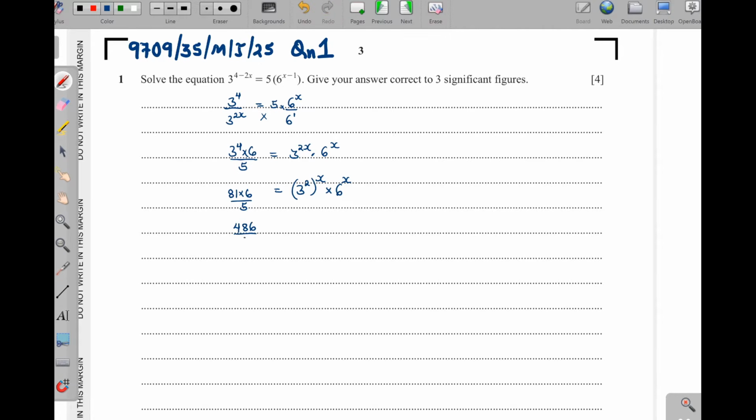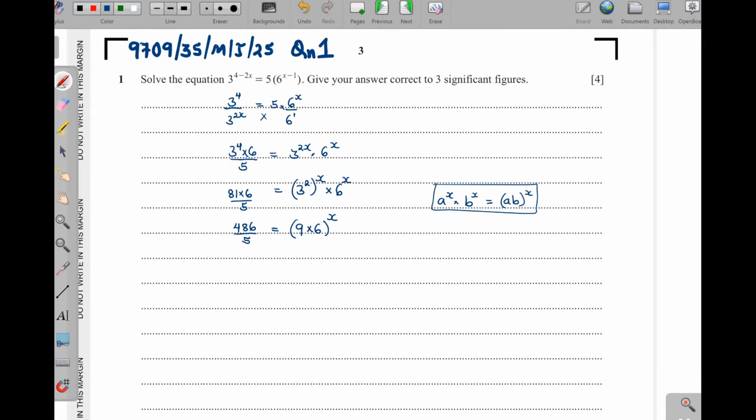486 out of 5 is going to be equal to, now 3 squared is a 9, then times 6, and then we shall have power x here. Because in the indices, we have a power x, then times b power x. This one is the same as a times b, then to the power of x, okay? They must be having the same power, such that you can multiply them or divide them, okay?